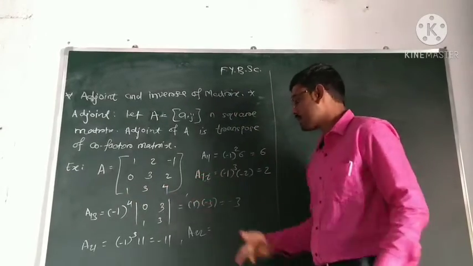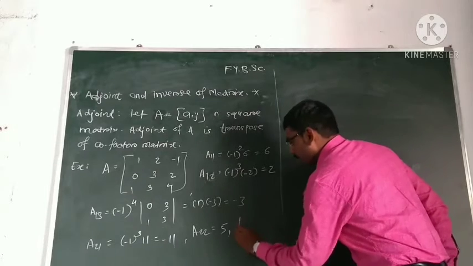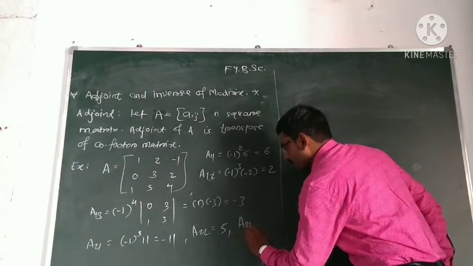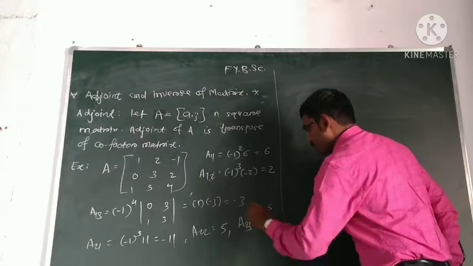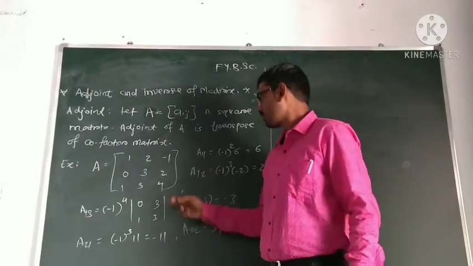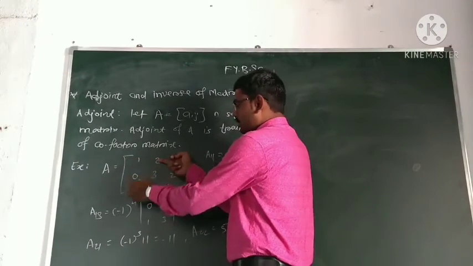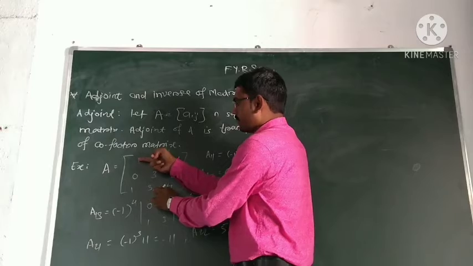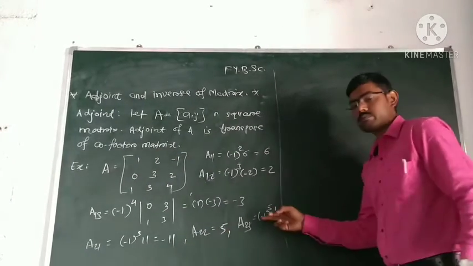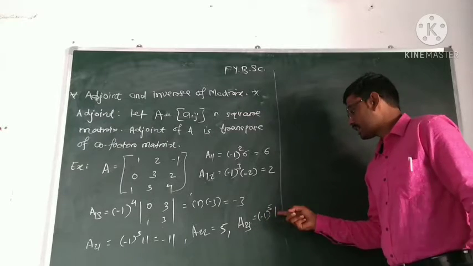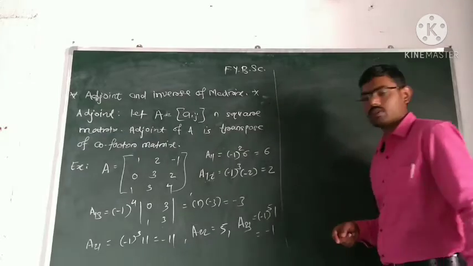So 4 plus 1 is 5. Then cofactor of A23 is equal to minus 1 raised to power 3 plus 2, 5, into minor of this. Minor of this is equal to determinant of 1 2 1 3. That is 3 into 1 is 3 minus 2 into 1 is 2. So 3 minus 2 is 1. And this minus 1 raised to power 5 is minus 1. This is plus 1. So cofactor of this is equal to minus 1.